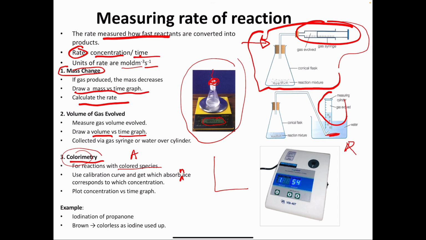We will get the absorbance, but remember we already have a calibration curve that is going to be used to get the corresponding concentration. We're going to see how the concentration changes over time, and then we can determine the rate of reaction at a specific time. An example of a reaction that can be followed using colorimetry is the iodination of propanol. We'll look at this a little bit later. The brown color is going to decrease, or become colorless, as iodine is used up during the experiment.